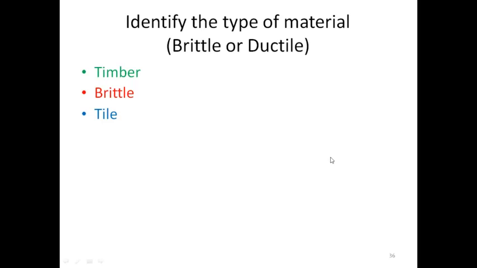Ductile. Okay, Aditya is thinking tile is a ductile material. Swapnil? Swapnil, what do you think?